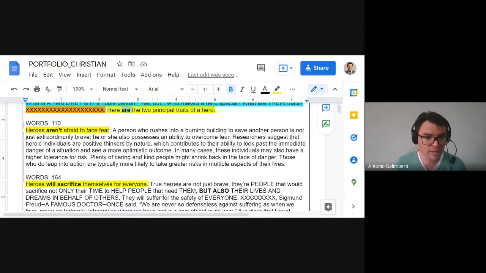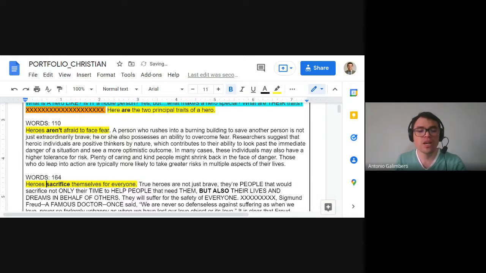That is why I believe we need to change the second thesis statement because you are not talking about what is going to happen tomorrow to you. All right. So this has to be a fact. Heroes sacrifice themselves for everyone. All right. On behalf of everyone. So now we have two facts. They are not afraid. They make sacrifices. They are heroes. No, we're not talking about the future.